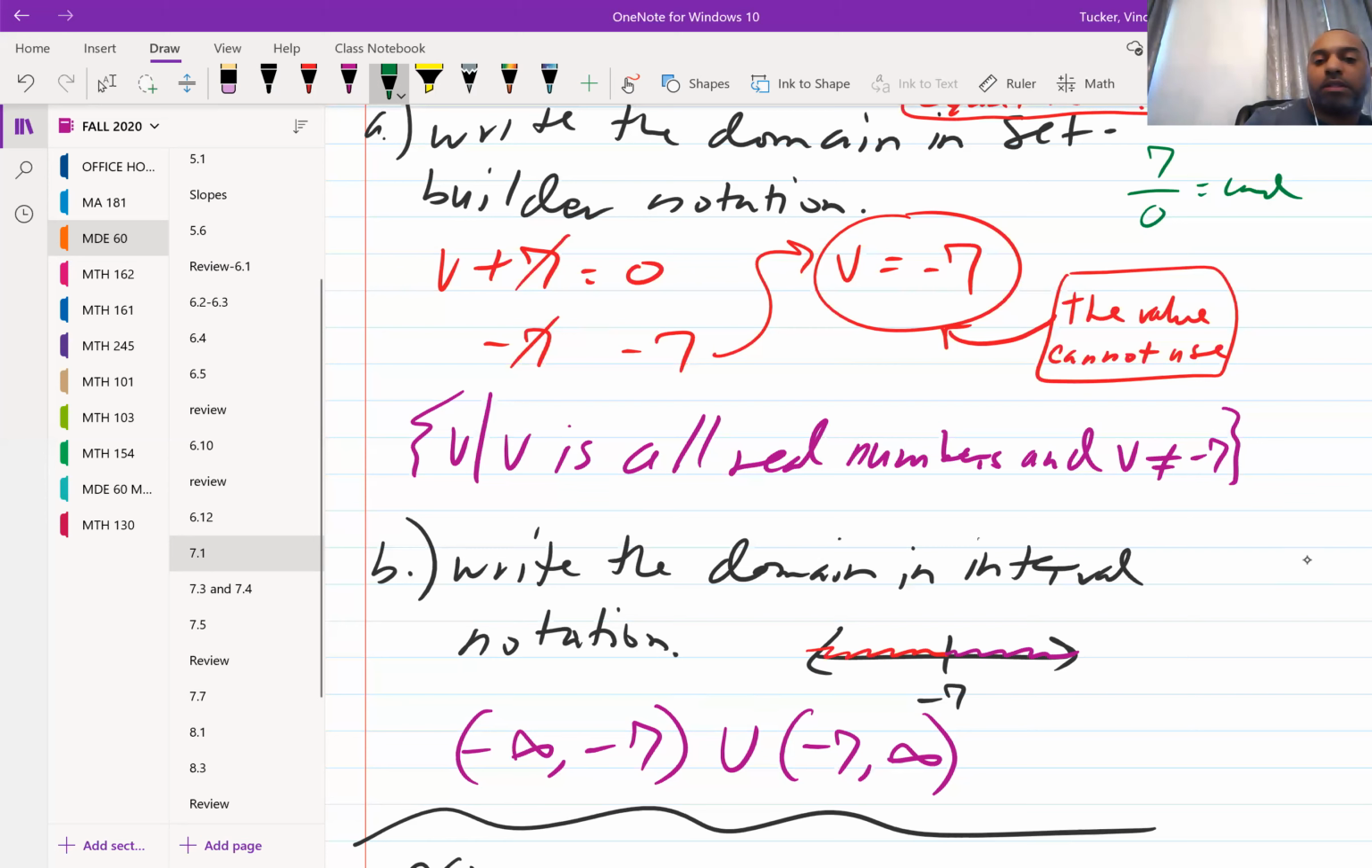All right. So those are two different ways that you can represent your solution set, whether it be set builder notation or interval notation, or represent your domain, not solution set, domain.